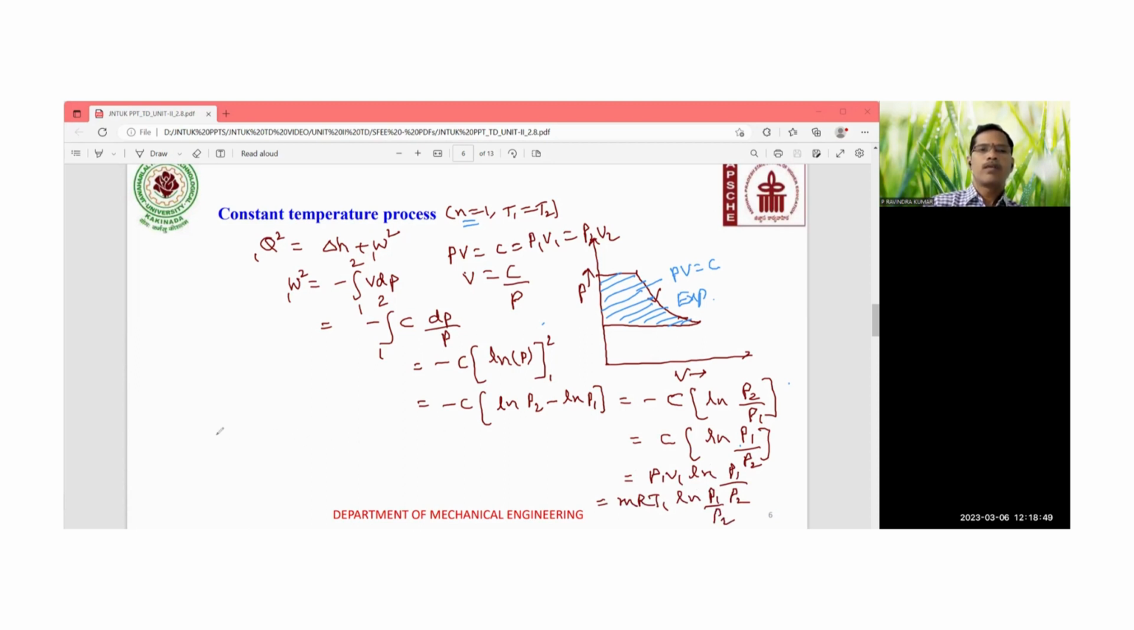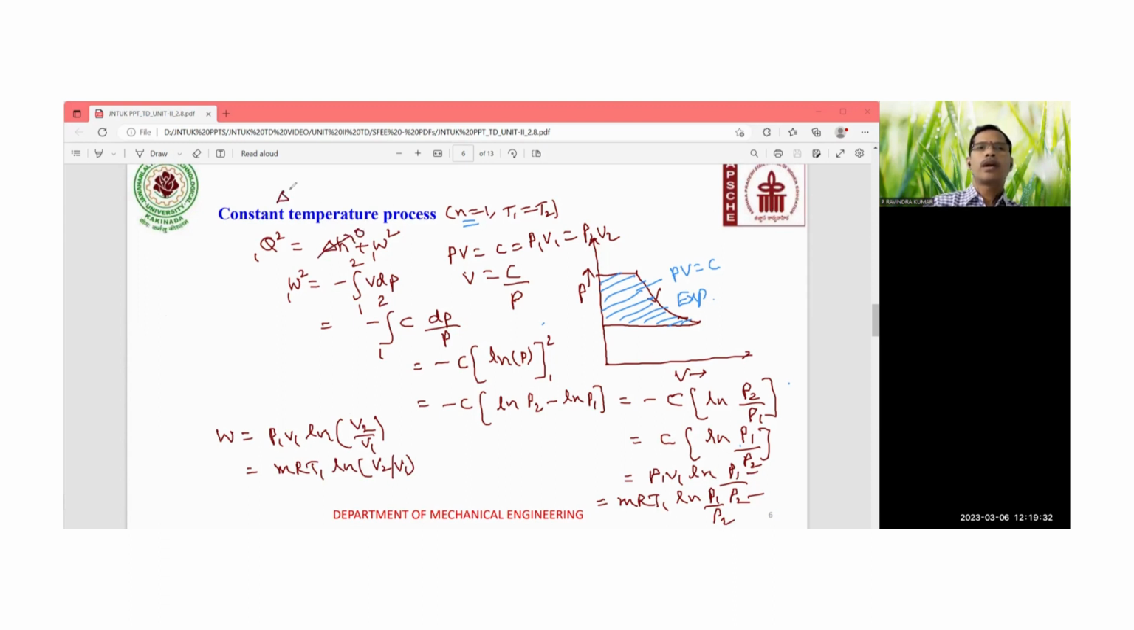In other words, W is equal to, so it is in terms of the volume. When the pressures are given, then it is okay. But sometimes you are going to get it in terms of volume, P1 V1 ln V2 by V1, because the pressure and volume are inversely proportional. So that is nothing but equal to MRT1 ln V2 by V1. Apply the first law of thermodynamics, because in an isothermal process delta H is 0.